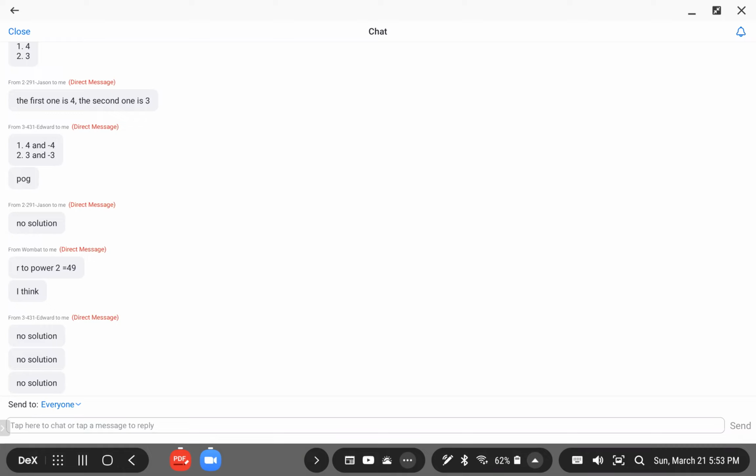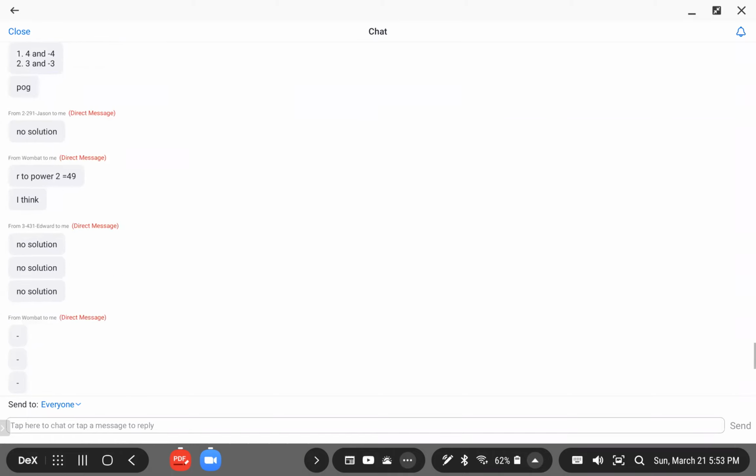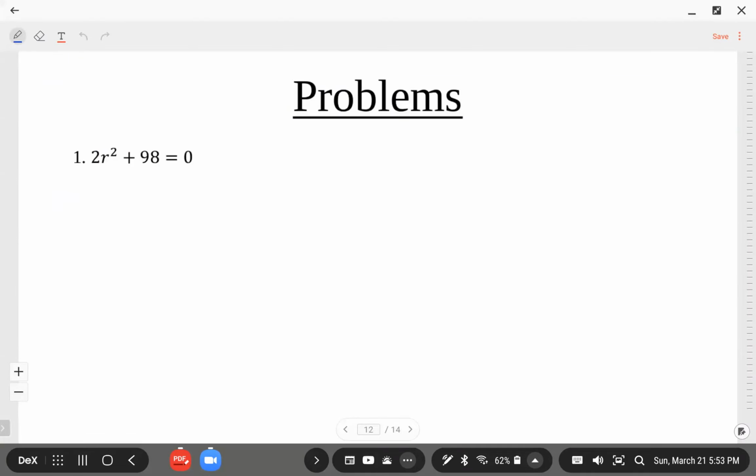R squared equals 49. Are you sure? Are you sure it's not negative 49? Because then there'd be no solution. There's Edward. Very nice. No solution. See here? You have a plus sign. See the plus sign? No solution. Don't even need to solve. Bye. No, actually, let me explain it. Why is it no solution?